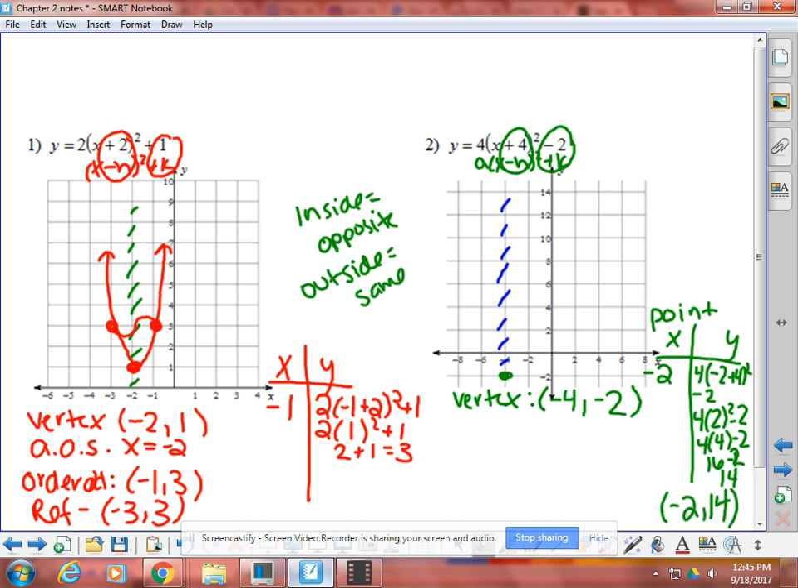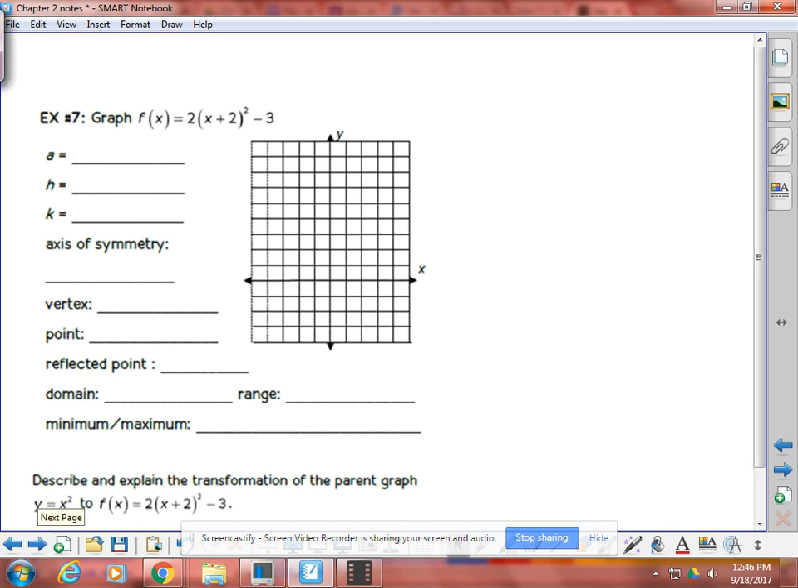So back 2 and up to 14. This has a huge jump on it. Okay, so this one is 1 away, so we're going to go 1 away to this side. And this is a really steep graph. Well, what makes that really steep graph? This 4 that's out in front of there.